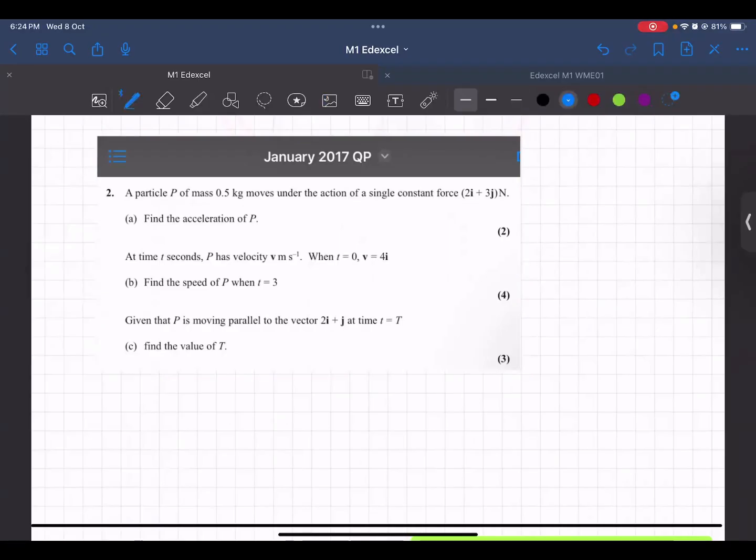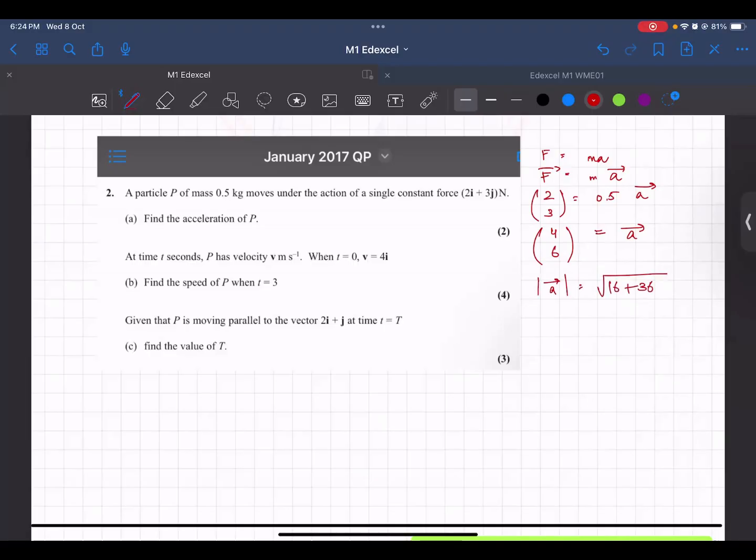So find the acceleration of P. So F is equal to ma. So force vector is equal to mass times acceleration vector. So force is 2, 3. Mass is 0.5 and acceleration. So acceleration will be equal to, 0.5 would go and divide. This will become 4, 6. 2 divided by 0.5 and 3 divided by 0.5. So 4, 6. And the acceleration value will be square root 16 plus 36, which will be under root 52 meter per second square.